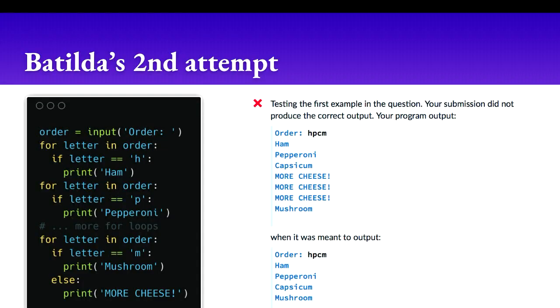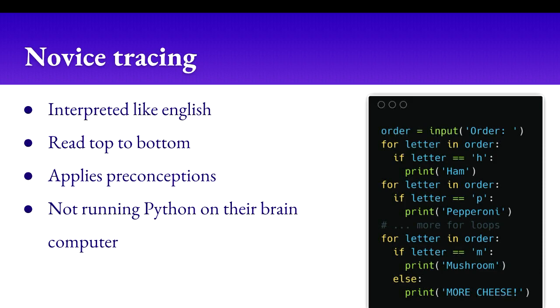So this is Batilda's code. And the big problem really is all the for loops. But the little problem is that extra else statement right at the end. And all of this comes together because this student is a novice tracer. They're not particularly good at reading their own code yet. Part of this is probably that they're interpreting their code like English.